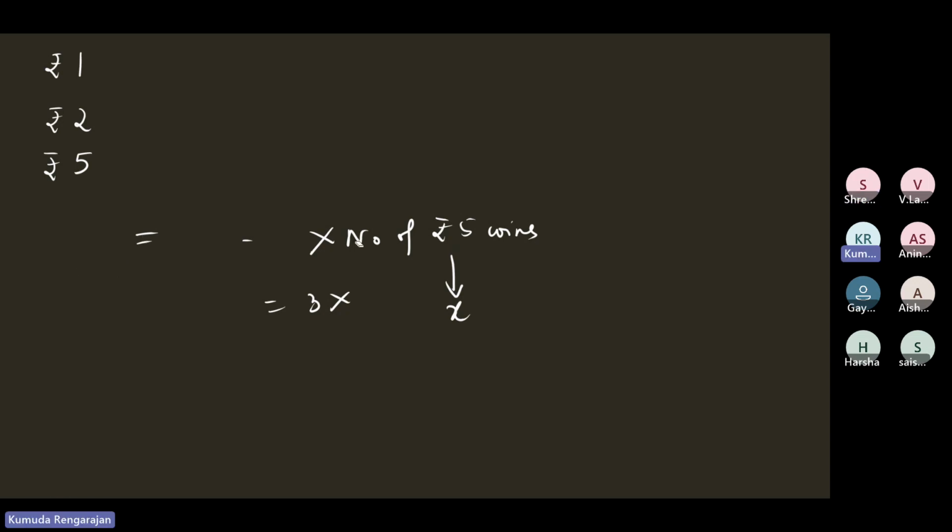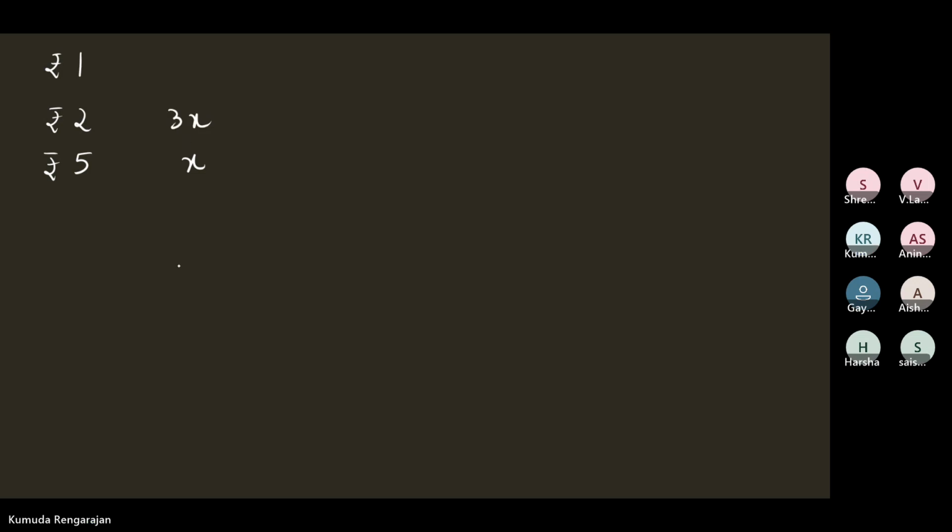Is this understood? Yes, ma'am. So we start like that. Let the number of ₹5 coins be X. So the number of ₹2 coins is 3 times that, so 3X. Now we know that there are 160 coins in all. Of that, 3X plus X is the total of the ₹2 and ₹5 coins. We want to know how many ₹1 coins. We don't know how many ₹1 coins, but we know 3X ₹2 coins and X ₹5 coins.